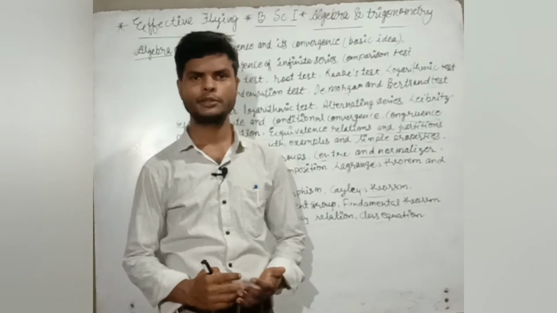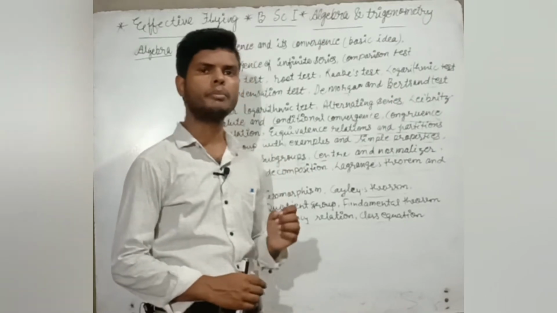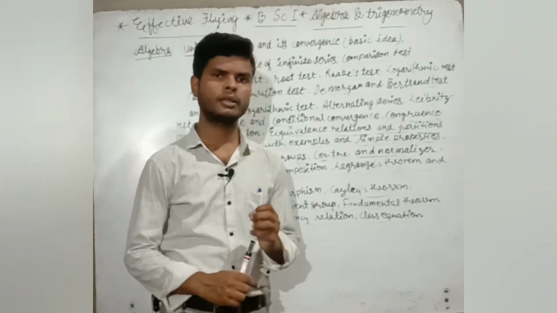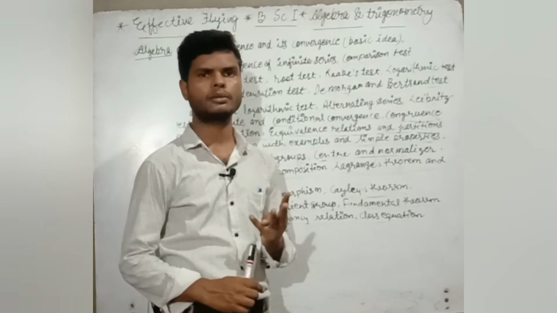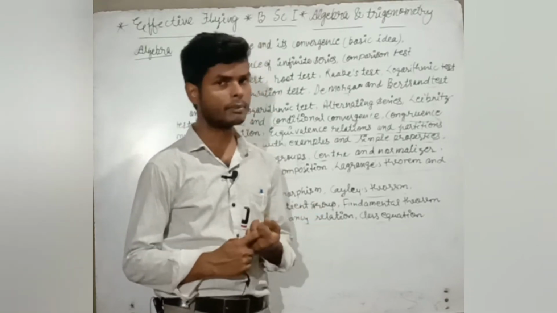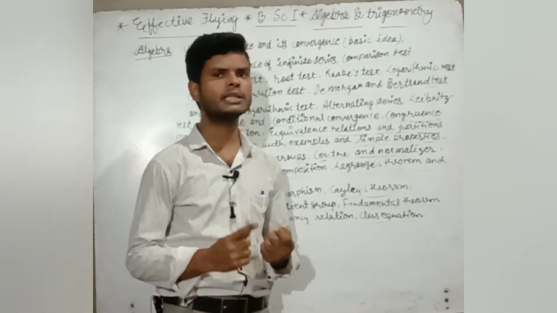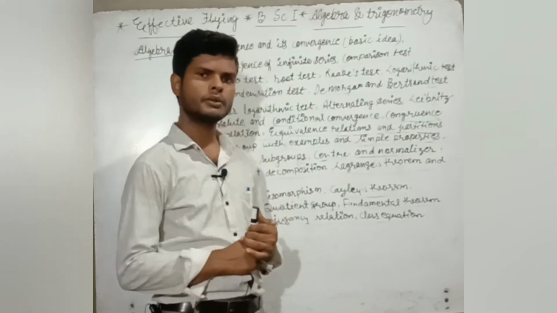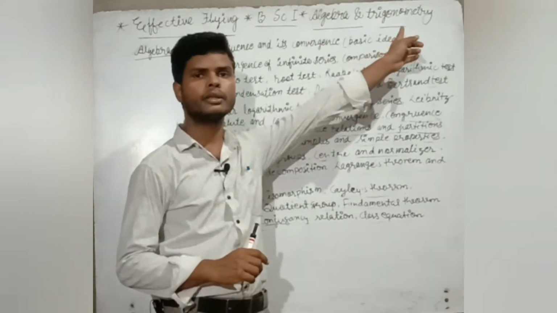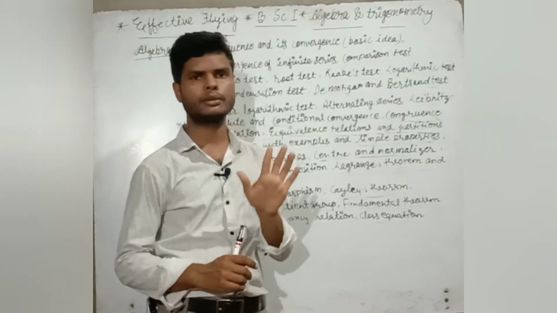Friends, today we will discuss the syllabus of B.Sc first year in mathematics. In first year, there are 3 papers. The first paper is algebra and trigonometry, the second paper is calculus, and the third paper is vector analysis and geometry. The first paper, algebra and trigonometry, is divided into 5 units.